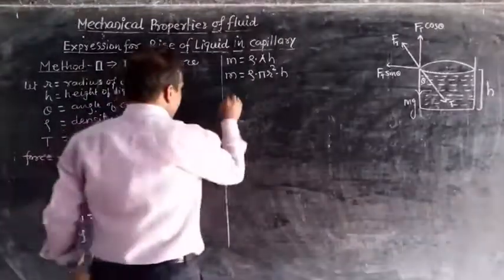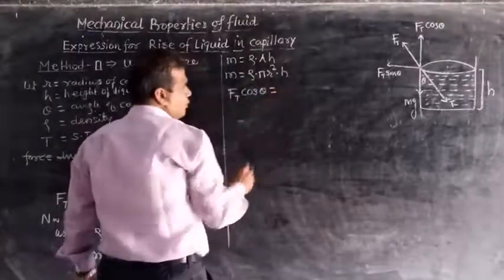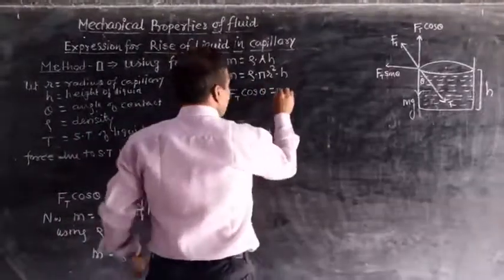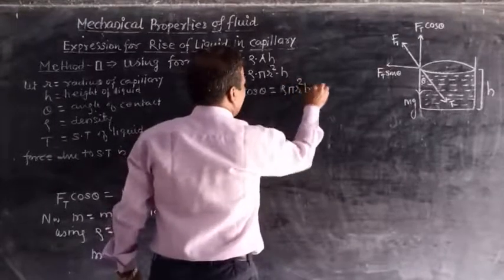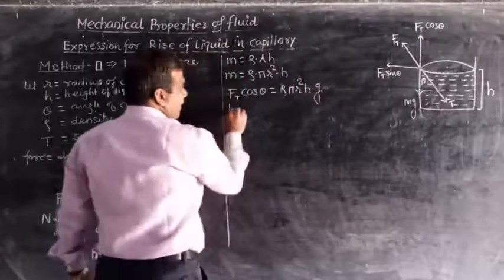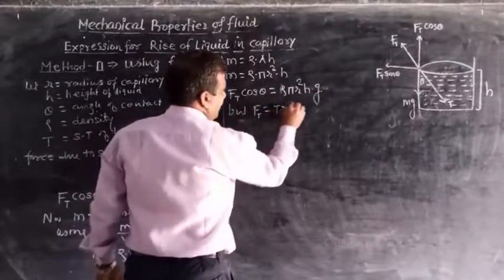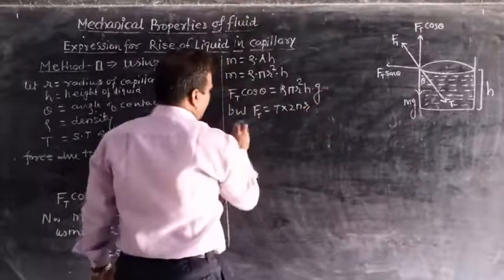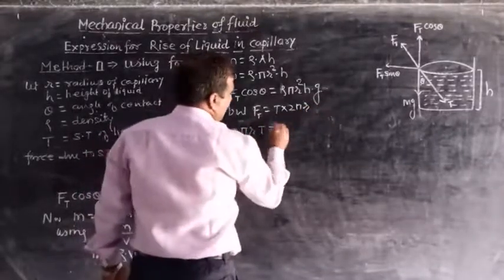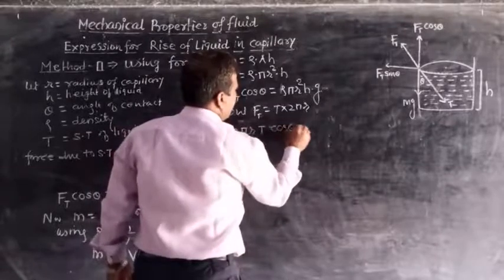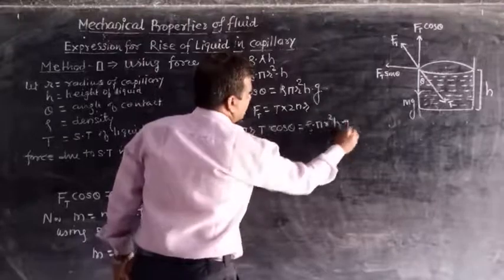Ft cos theta is equal to rho into pi r square h into g. But this Ft is equal to T into 2 pi r, therefore this can be written as 2 pi r into T into cos theta is equal to rho into pi r square h g.